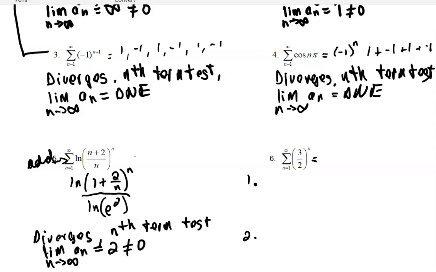This is a geometric series. So our first term would have been 3 halves. Our second term would have been, what, 9/4. Third term would have been 27/8, so on and so forth. What we would see is our r is 3 halves. That's what we're multiplying by repeatedly over and over and over again. So because of that, this would diverge because of the nth term test.